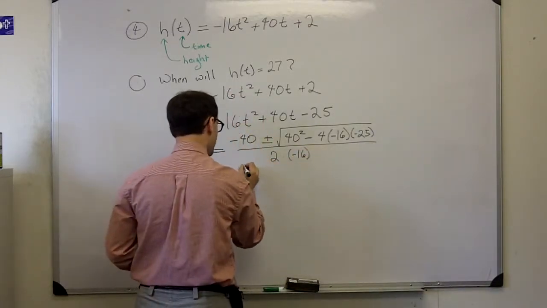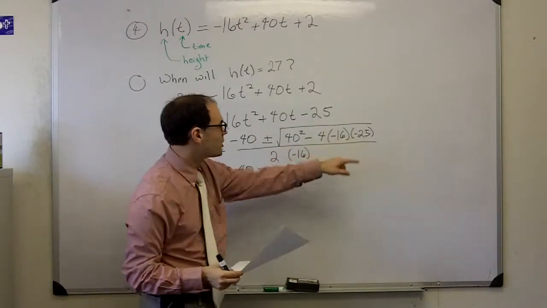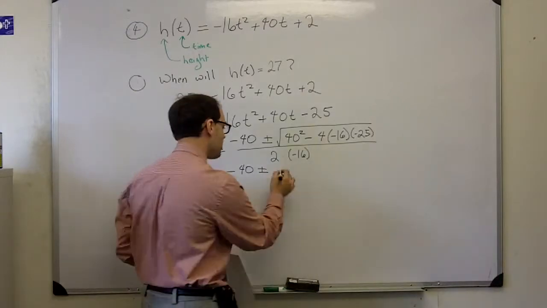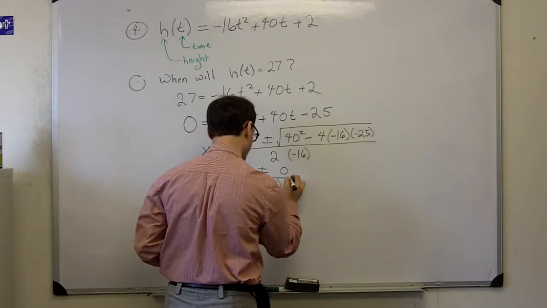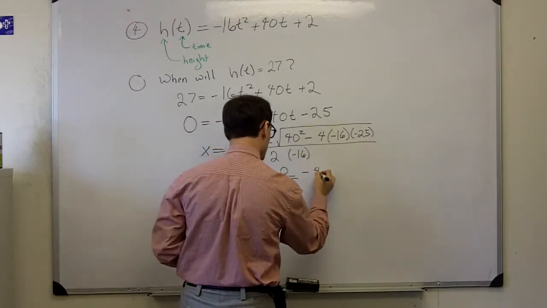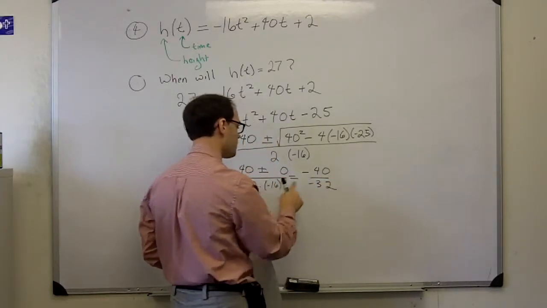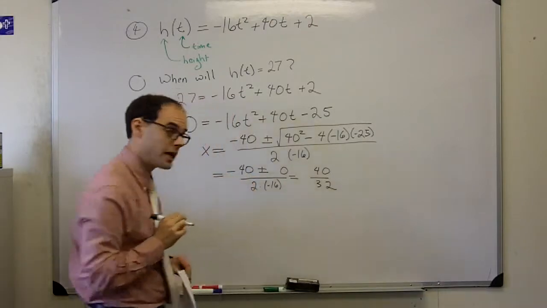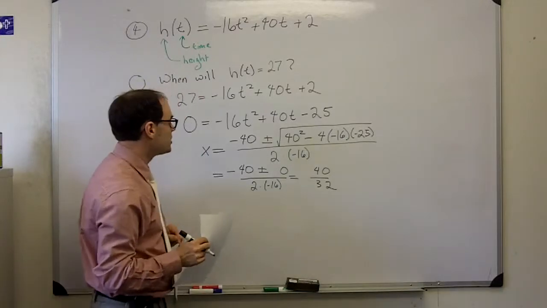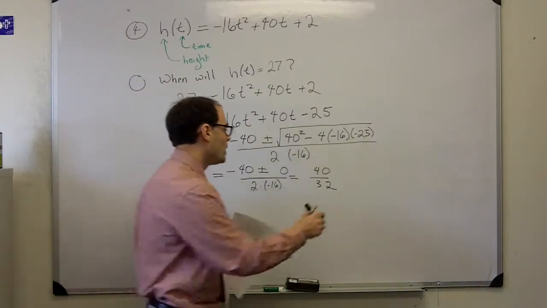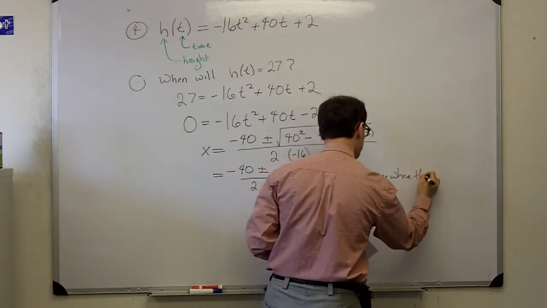And in this case here, we get minus 40 plus or minus. And it turns out that this number here, when you work it out and check on your calculator, this is 0. So this is minus 40 plus or minus 0, such as minus 40, divided by negative 32. And of course, the minus signs go away. And again, that's a perfectly acceptable number. You don't have to simplify that fraction. So this tells us that there's only one time where this happens.